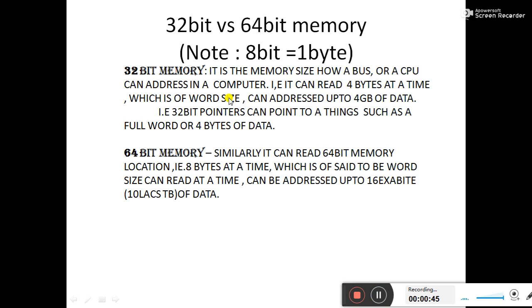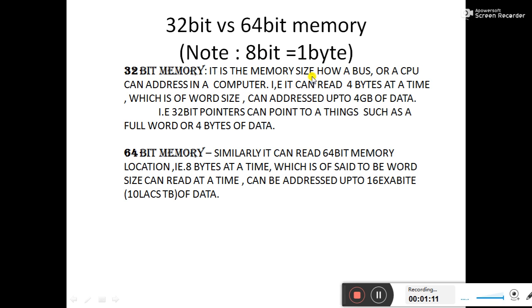I define on the screen. Before I define the 32-bit memory, you have to know that 8 bits always equal 1 byte. And in 32-bit memory there will be 4 bytes, because 4 multiplied by 8 gives 32 bits.